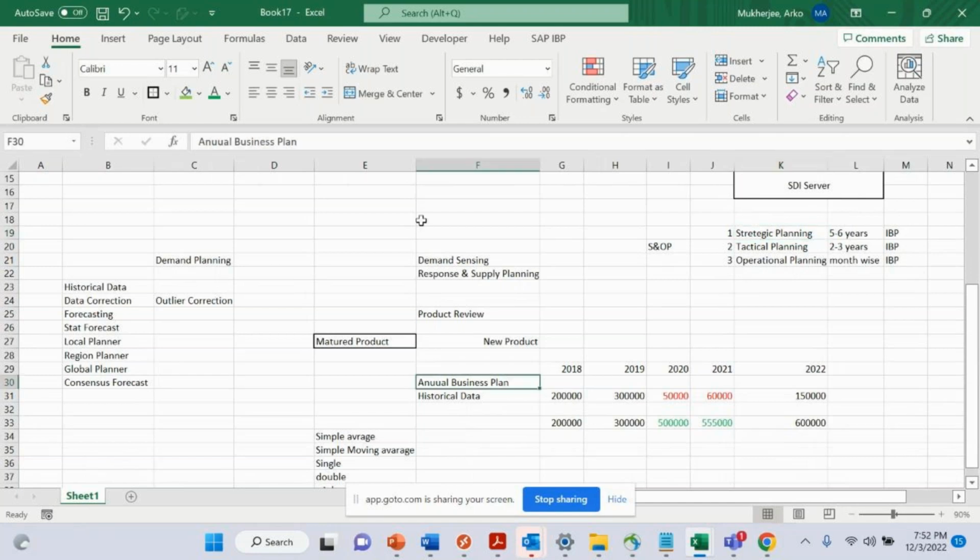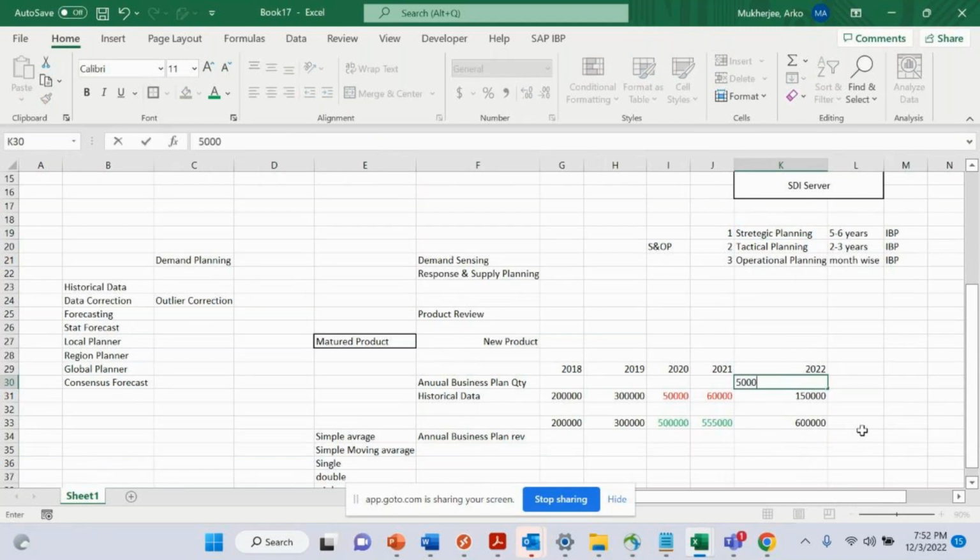It is called the annual business plan quantity, and the other thing is called the annual business plan revenue. Okay. Now maybe here they have put some 5 lakh of quantity, and revenue based on 5 lakh of quantity is maybe $33 million.